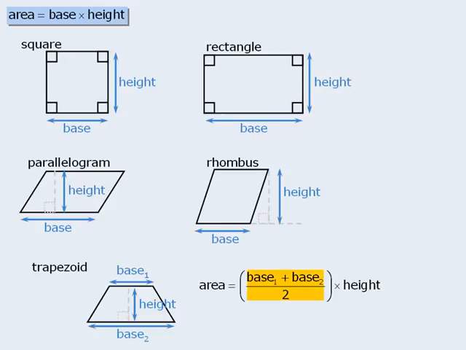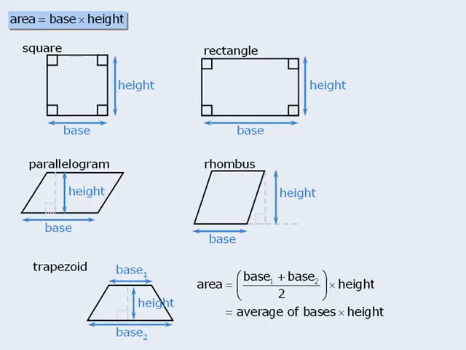Now let's take a close look at this part. Notice that finding the sum of the two bases and dividing by 2 is the same as finding the average of the two bases. So the formula for finding the area of a trapezoid is just a special version of base times height.